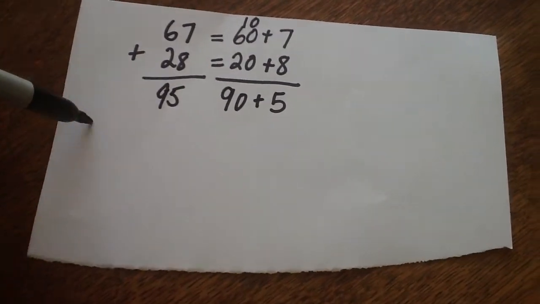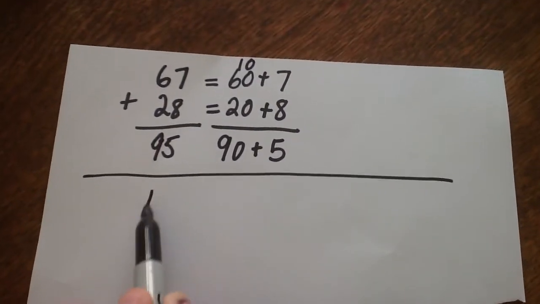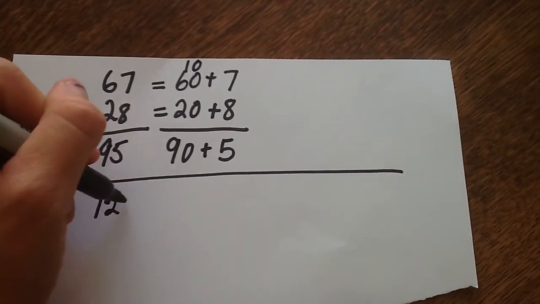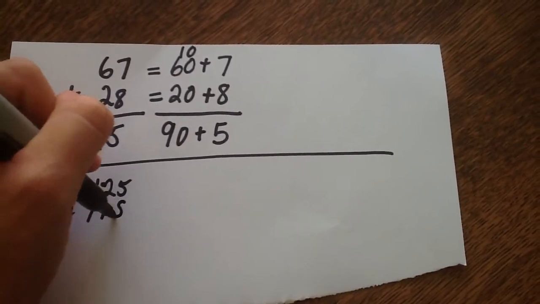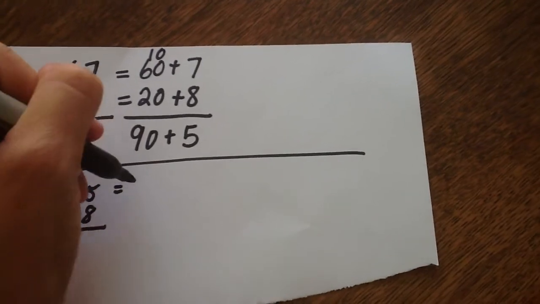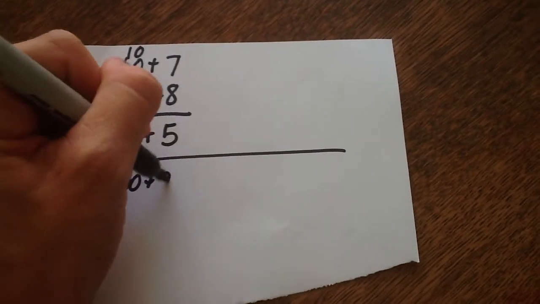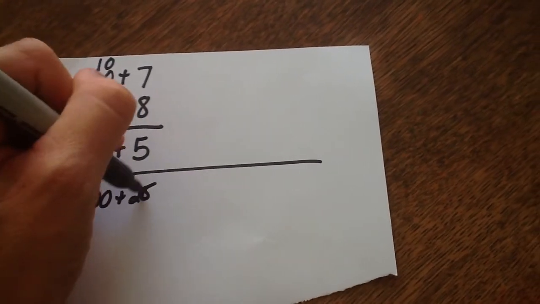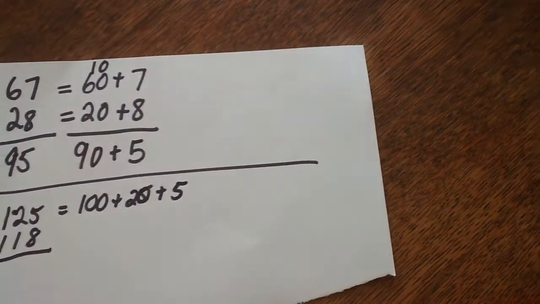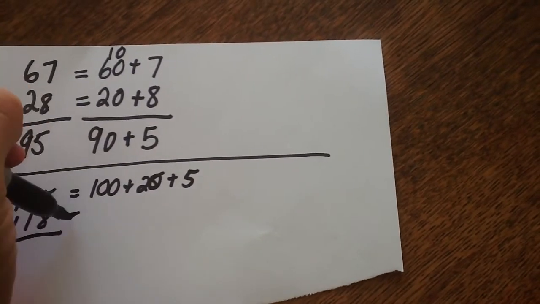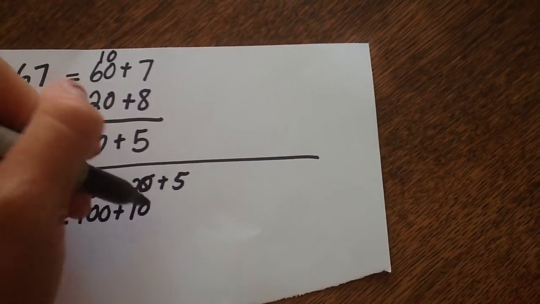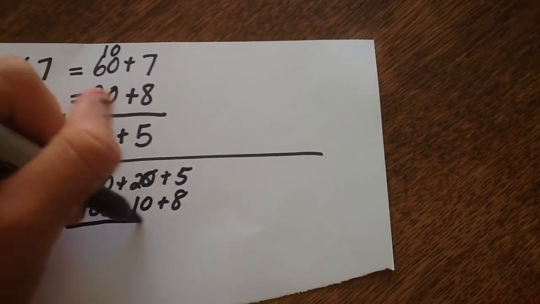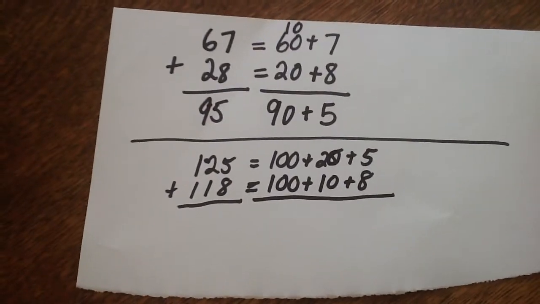It also works with hundreds. Here's an example. Let's do 125 plus 118. You write the 125 into expanded notation. Same with the 118. It's 100, 10, and 8 ones. And then you draw a line under it.